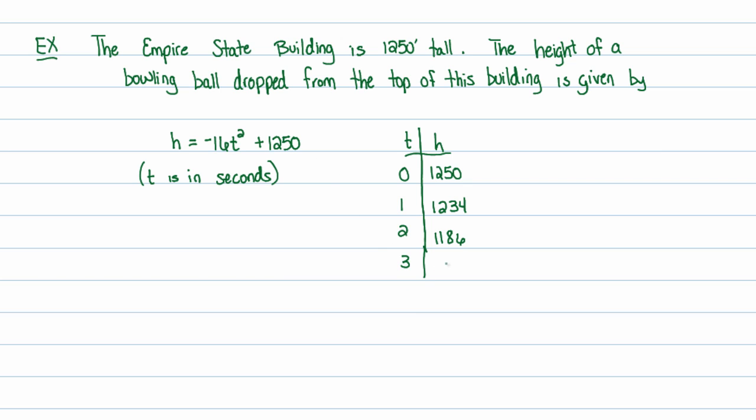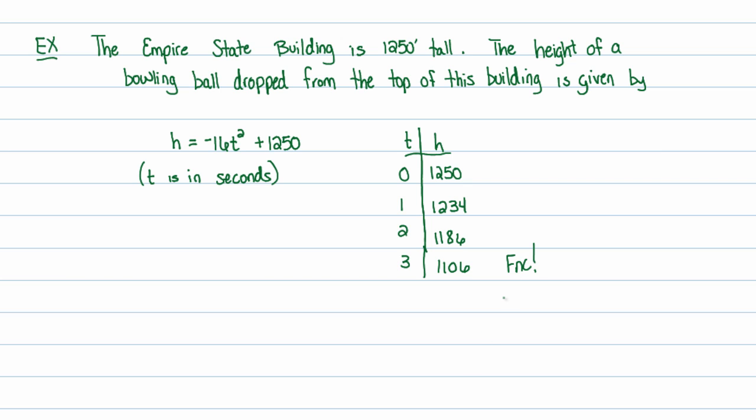And then 3 seconds in, that's 9 times the -16. It's about 144, -144, sorry. And add 1250 to that. We get a height of 1,106 feet. And so you can see that this is looking to be a function, and it actually is a function.